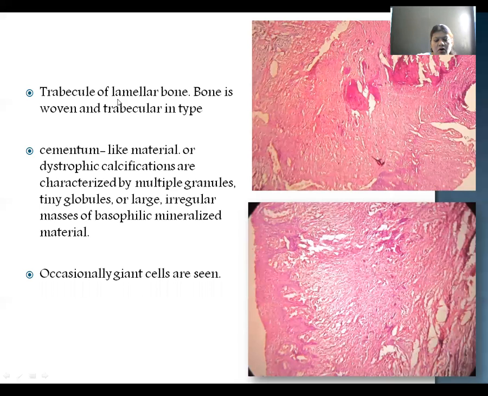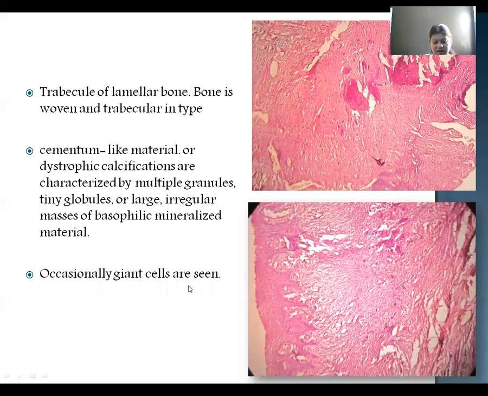So trabecular or laminar bone. Bone is oval and trabecular in type. Cementum-like material or dystrophic calcification is characterized by multiple granules, tiny globules, or large irregular masses of mineralized material. Occasionally, giant cells are seen.